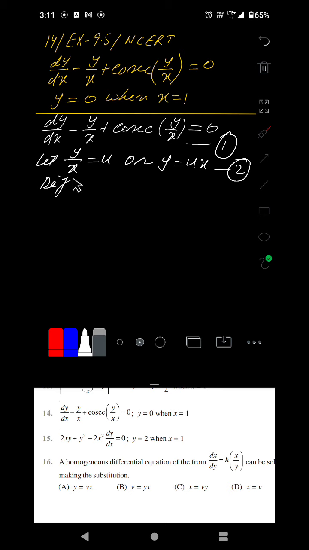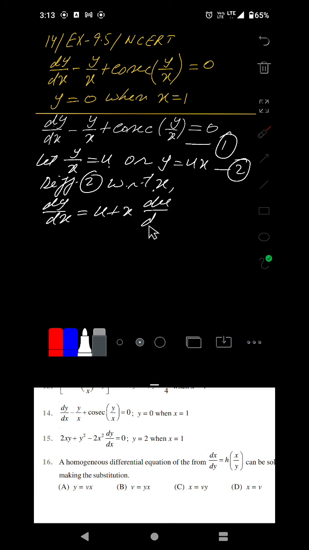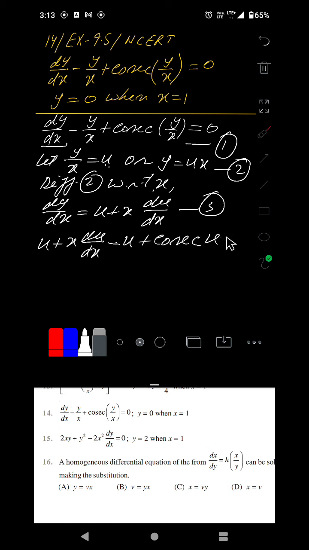Differentiating equation number 2 with respect to x, we get dy upon dx is equal to u plus x du upon dx. Let it be equation number 3. So using equation number 2 and 3, we may write equation number 1 as we have to replace here dy upon dx by u plus x du upon dx. So u plus x du upon dx, and then minus y upon x, which is taken as u in equation number 2. So we have to replace y upon x by u. So minus u, and plus cosec u is equal to 0.